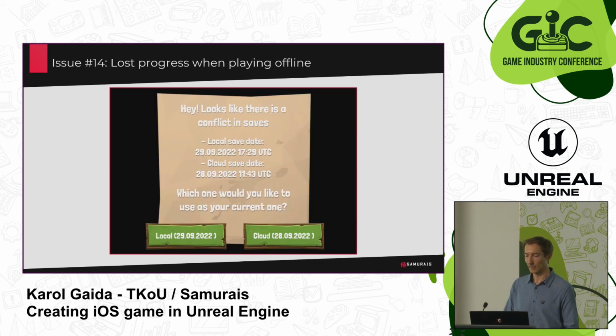Lost progress. There is a situation when we play the game offline and make some progress, then switch the internet back on. Unreal synchronizes with the iCloud at the game startup, causing the local save to be overridden, and that may lead to loss of progress. To solve this issue, I implemented a custom solution for resolving the conflicting saves, which basically gives the player the opportunity to choose which save he wants to load.